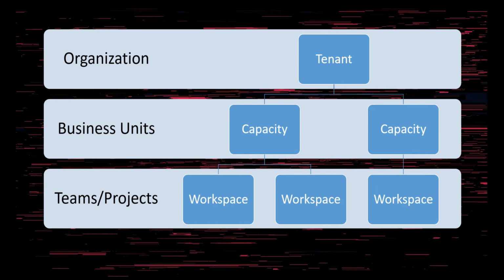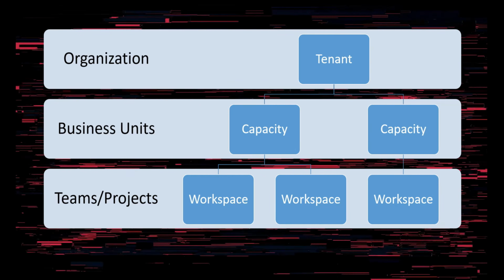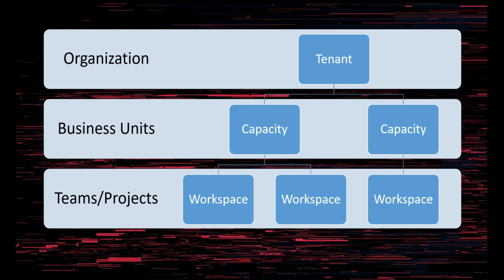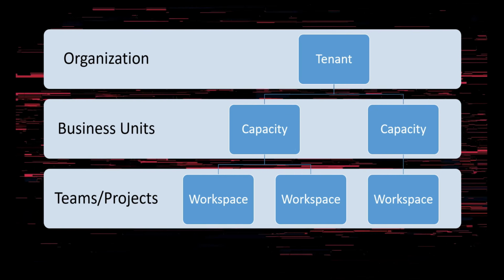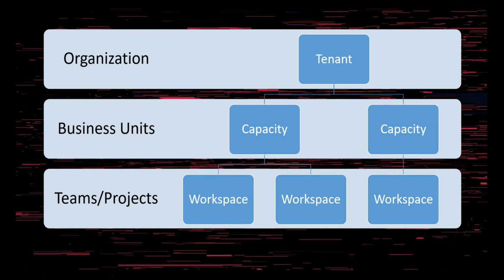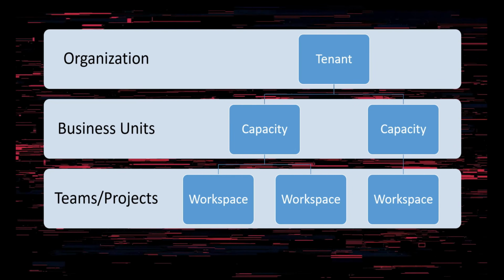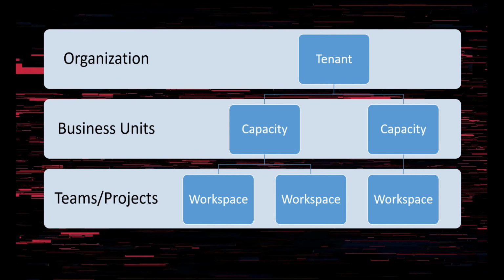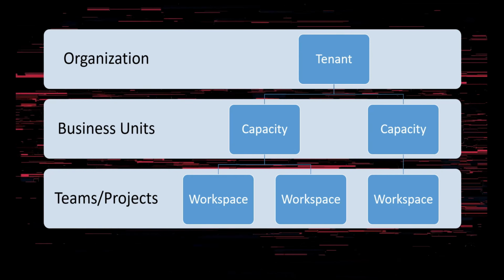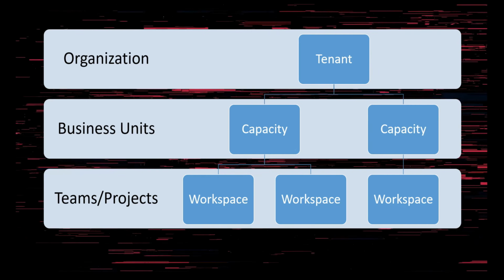To understand Microsoft Fabric licensing, we need to understand the four main components: tenant, capacity, workspace, and domains. The tenant is at the top level of the organization unit in Fabric, and a domain can have one or more tenants. So this is similar to the Power BI tenant.